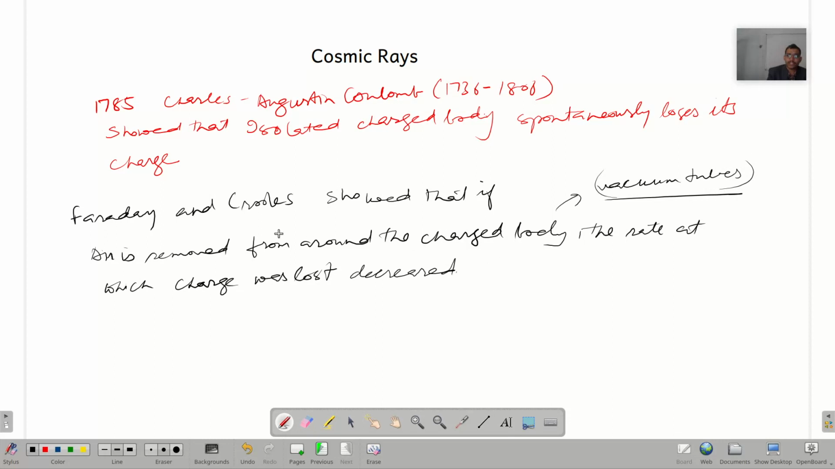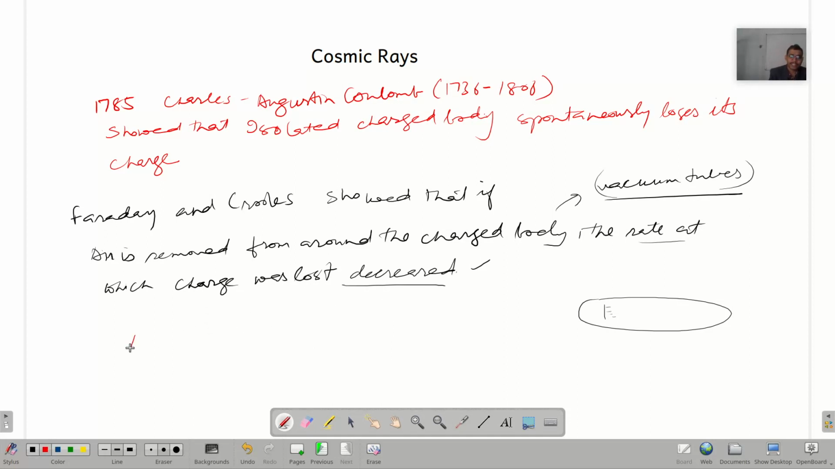So if air is removed, say from a vacuum tube with a charged body in it, what they observed was that the rate at which charge was lost decreased. So with the removal of air, the loss of charge decreases. Air is ionized, and when the concentration of air decreases, the rate also decreases. So that means there is something in the air.